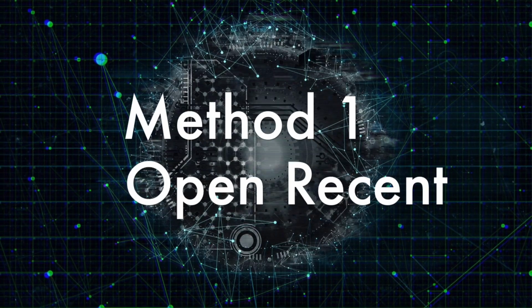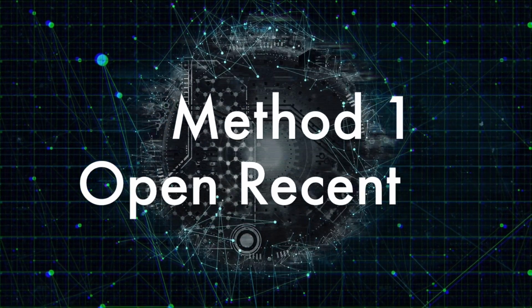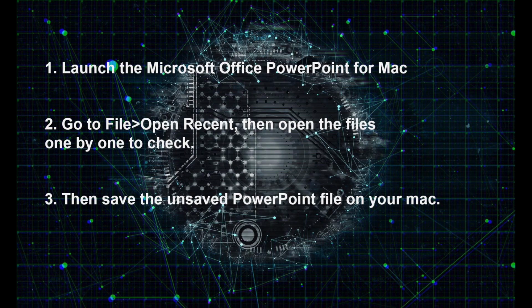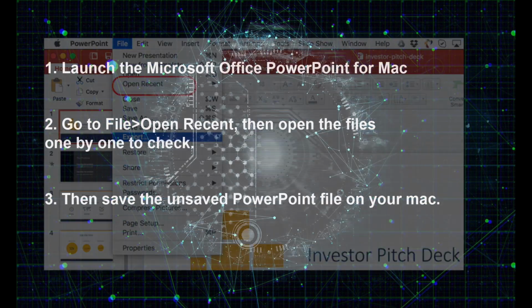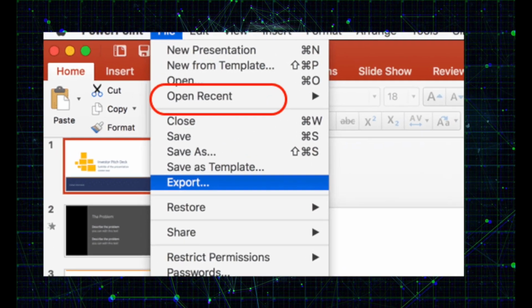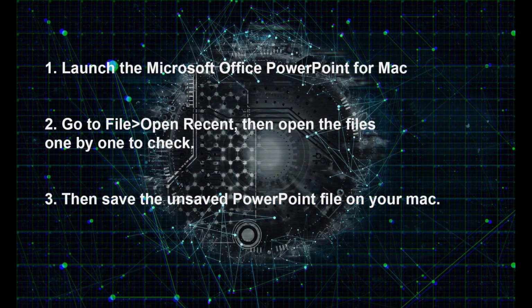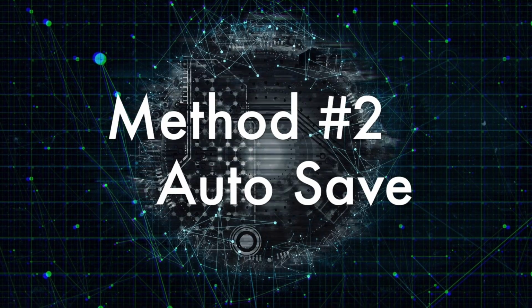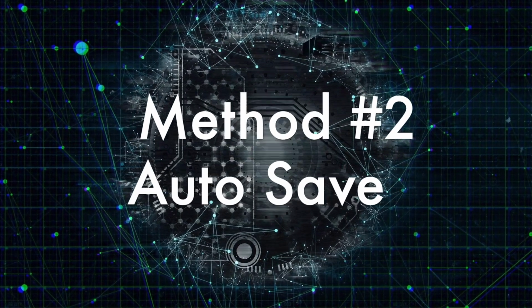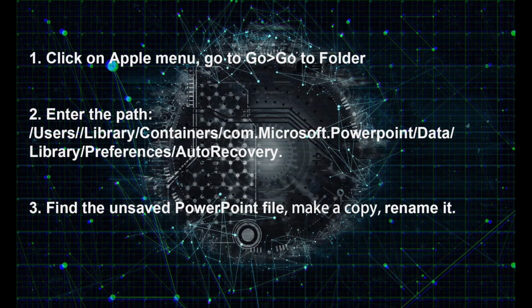There are 3 ways. Method 1, we can use Microsoft PowerPoint Open Recent feature. Launch the program first. Then go to File, Open Recent, find the unsaved PowerPoint file and open it. Finally, save the file.